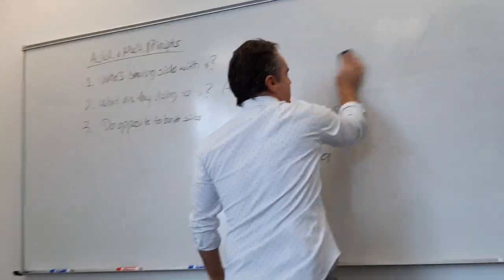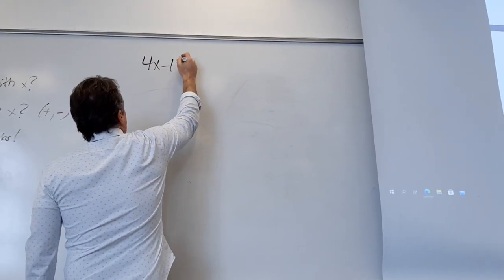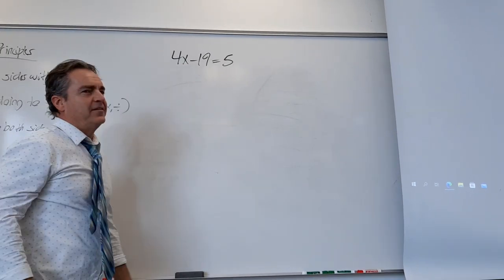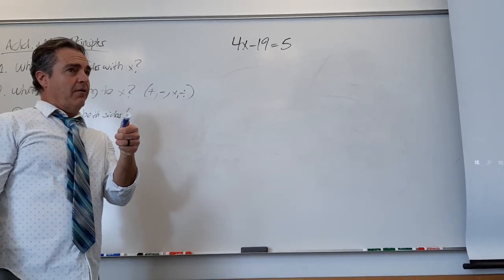Go ahead and pause for just a second. 4x minus 19 equals 5. You're like, Rich, what meds are you on? I'll share if you share. I'm just kidding.